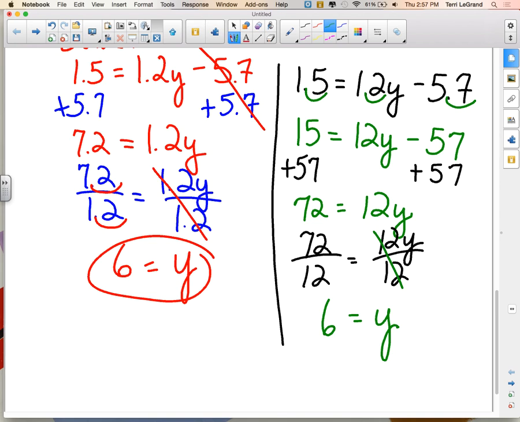Rename an equation before you work with it. And you can do that as long as, remember, if you multiply or divide by something, just make sure you do it to every piece. The same thing to every piece, and then you're safe. Okay. Anybody have any questions?